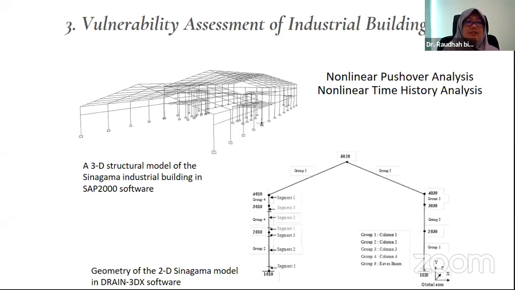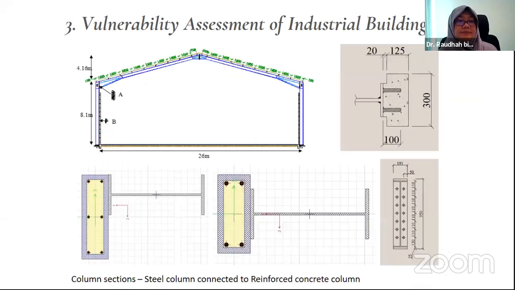The third section is where we are going to conduct a vulnerability assessment of this industrial building. Normally a vulnerability assessment is a normal exercise that engineers do to assess buildings. You could use the same approach to also assess normal buildings, high-rise buildings and so on. It's just that we are taking into consideration industrial buildings because they have very long spans and are normally made of portal frames. So we have to check the response and performance of this building under earthquakes.